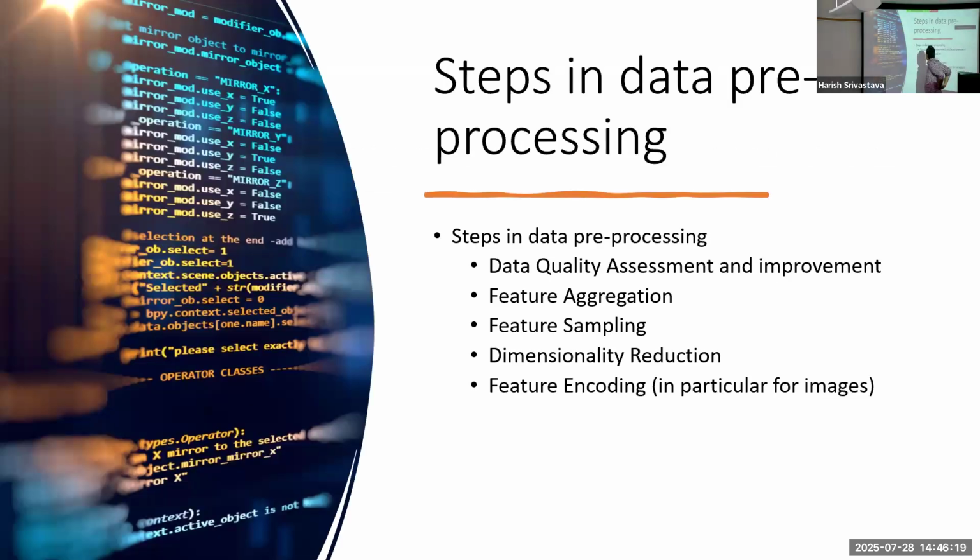Steps in data pre-processing: data quality assessment and improvement, feature aggregation, feature sampling, dimensionality reduction, and feature encoding. Feature aggregation, I told you, is combining different columns to create one major column, right? Feature sampling is determining the data from the sample. Where should you pick up the data from? If I have an Excel sheet of 50,000 records, which section should I pick for training and which for testing?